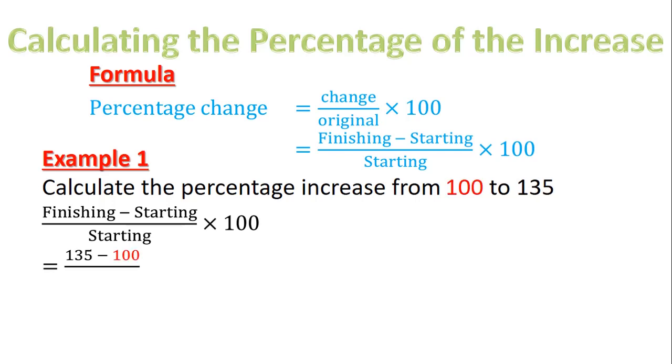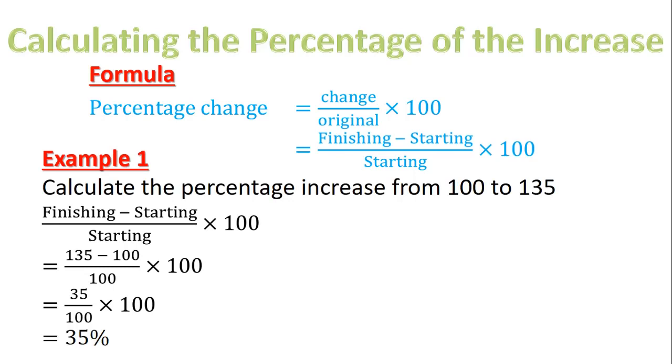And then over our starting amount, which is again 100, times by 100. That gives us 135 minus 100 gives us 35 over 100 times by 100. We put that in our calculator, or you use your fractions to cancel, and that gives us 35%. Don't forget to put your percentage sign at the end. We ask for the percentage increase.